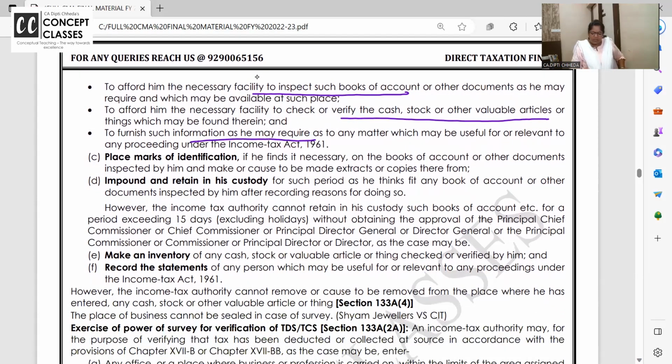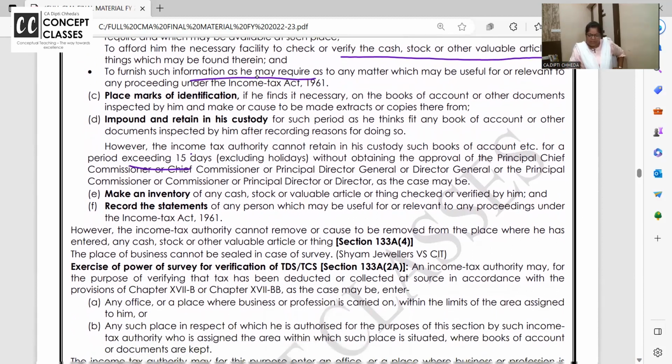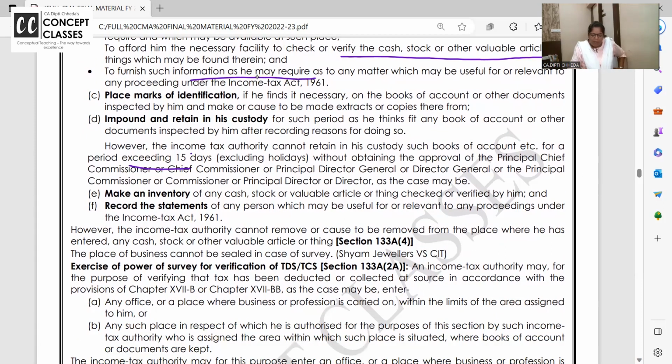Can they place marks of identification? Yes. Can they impound and retain the books for such period? Yes, but not exceeding 15 days. सर्वे में वैसे परमिशन ही नहीं है, फिर भी लेके जाना है तो 15 दिन से ज्यादा नहीं ले जा सकते. Make an inventory of cash, stock and all, and record the statement of any person which may be useful for or relevant.